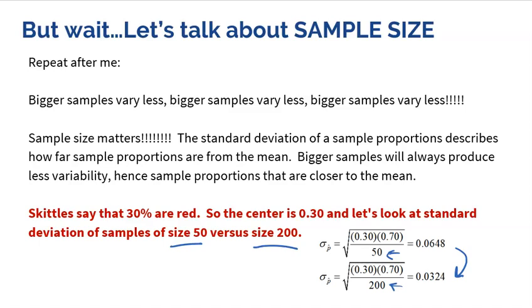And to achieve half a standard deviation, you actually have to multiply your sample size by 4. Now, why do you multiply it by 4? Because of the square root. The square root of 4 is 2. So when we multiply the 50 by 4 to get 200, since that 4 is in a square root, it's really a 2, which is why it cuts our standard deviation in half. So it's really important to understand that bigger samples vary less. Hopefully that little example proves it.